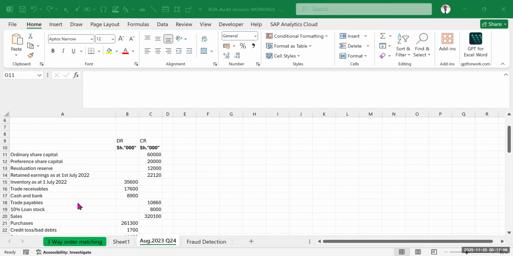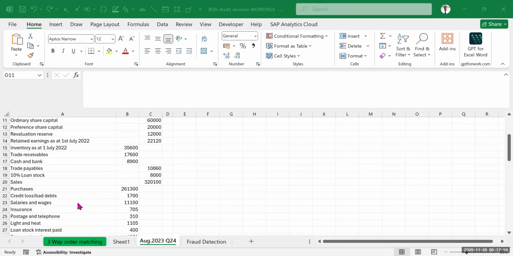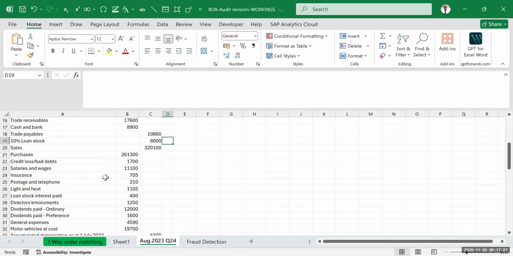Revaluation reserve, retained earnings, inventory. In a trial balance, we know inventory is normally on the debit side. Trade receivables, cash at bank. Trade payables, 10% loan stock, those are liabilities. And sales, posted normally on the credit side of a trial balance.